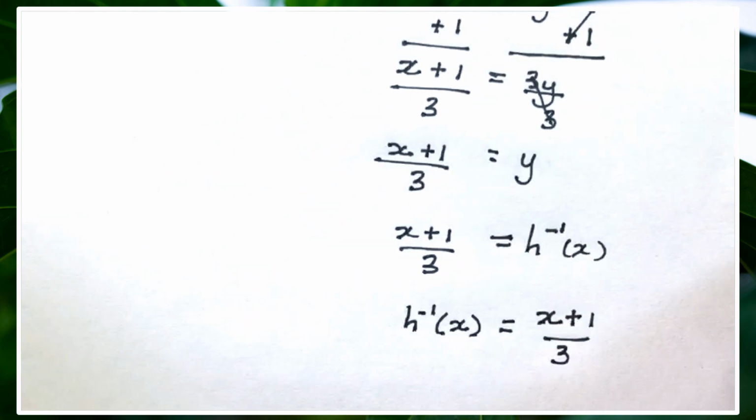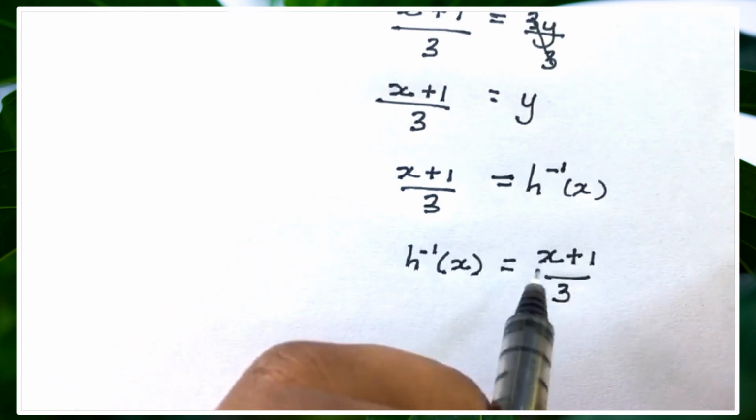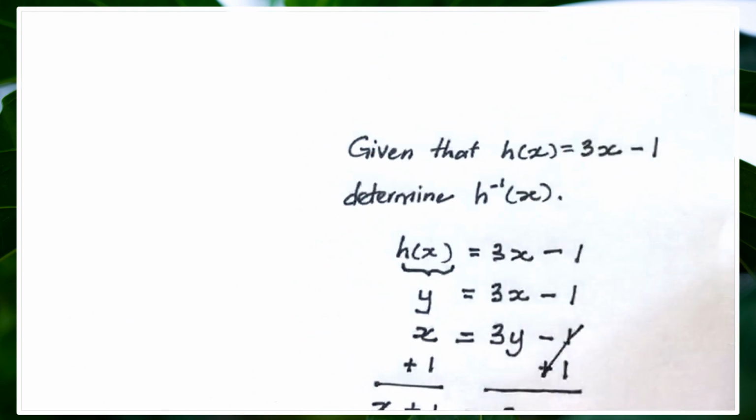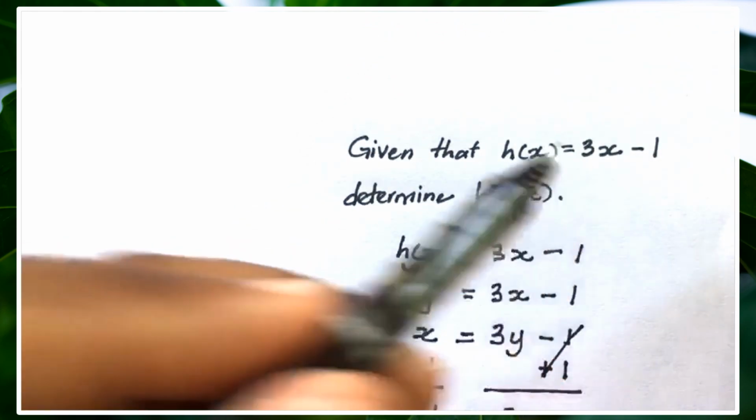So what this is telling us is that this function h inverse, which is x plus 1 divided by 3, it undoes this function h of x, which is equal to 3x minus 1.